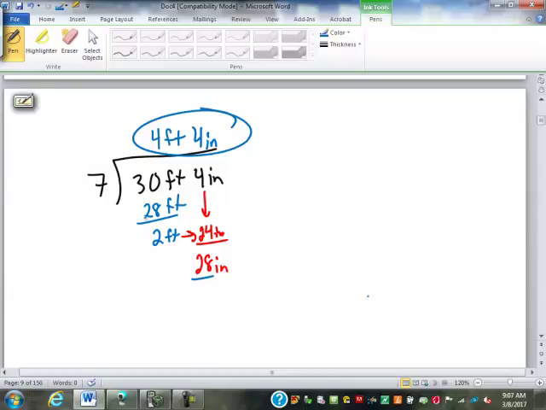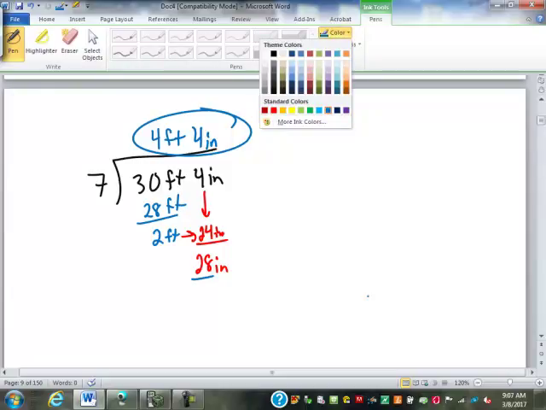Now, it won't always work out perfectly like this. Like if this were 29 inches here, it'd be 4 1/7. You have to put the fraction in the inches because there's nothing else to carry. Does that make sense? So you have to put a decimal or a fraction. It's either 4 1/7 or 4.142857143 approximately.